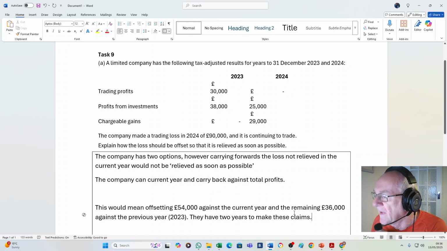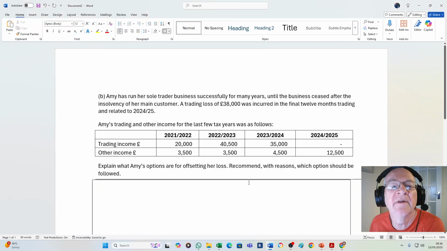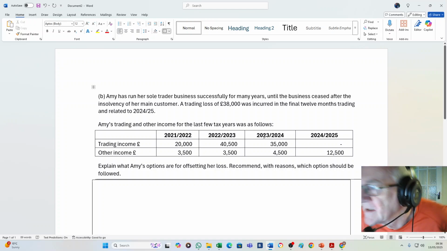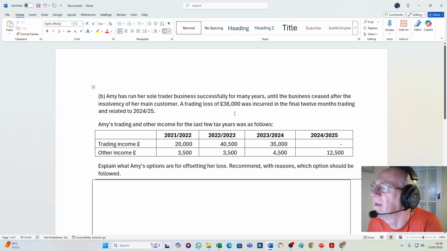Not a lot more. 2 years wasn't in the publisher's answer, but again, look at the marks, make sure you're earning the marks. On to the last bit, the last written one then. So this one's going to be a bit more complicated because sole traders have options and can reverse orders of claims. A little bit more complicated.